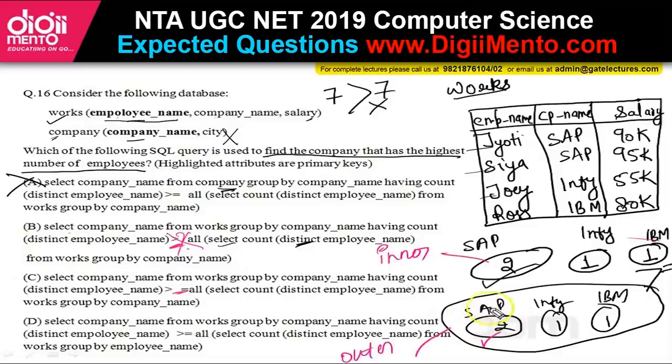Now in the outer query I'm picking just this one. It should be greater than or equal to all of them. So 2 is greater than or equal to all of them. It is equal to 2 and greater than also. SAP is the answer here. Infi is smaller than SAP, so it is wrong. IBM is smaller than SAP, so it is wrong. So what is my answer here? SAP. And what is the right query here? C is the right answer.